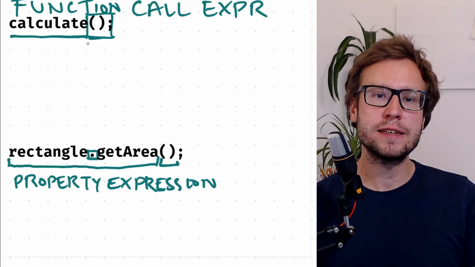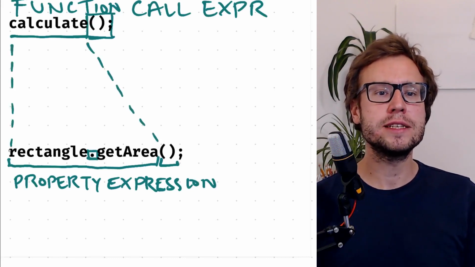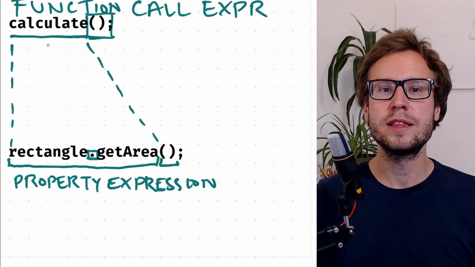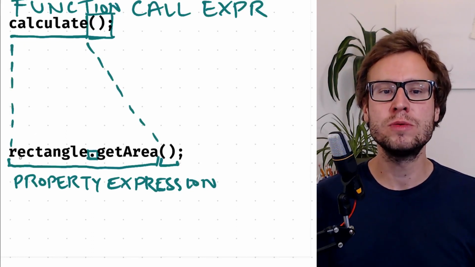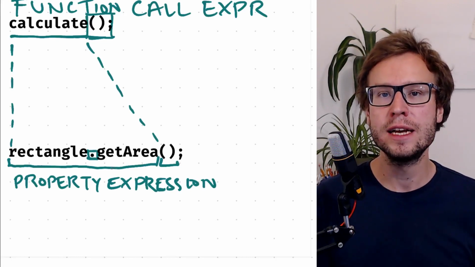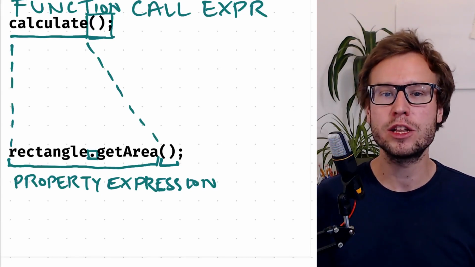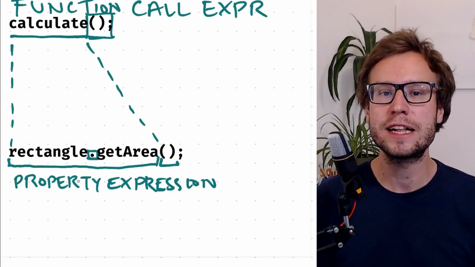Actually, I'm going to draw a parallel here. There is a parallel between these two expressions. This is the function to be called, calculate. Well, that corresponds to, here in this example, rectangle.getArea. That whole thing is an expression which helps us get the function that we want to call. In other words, this property expression evaluates to a function value.